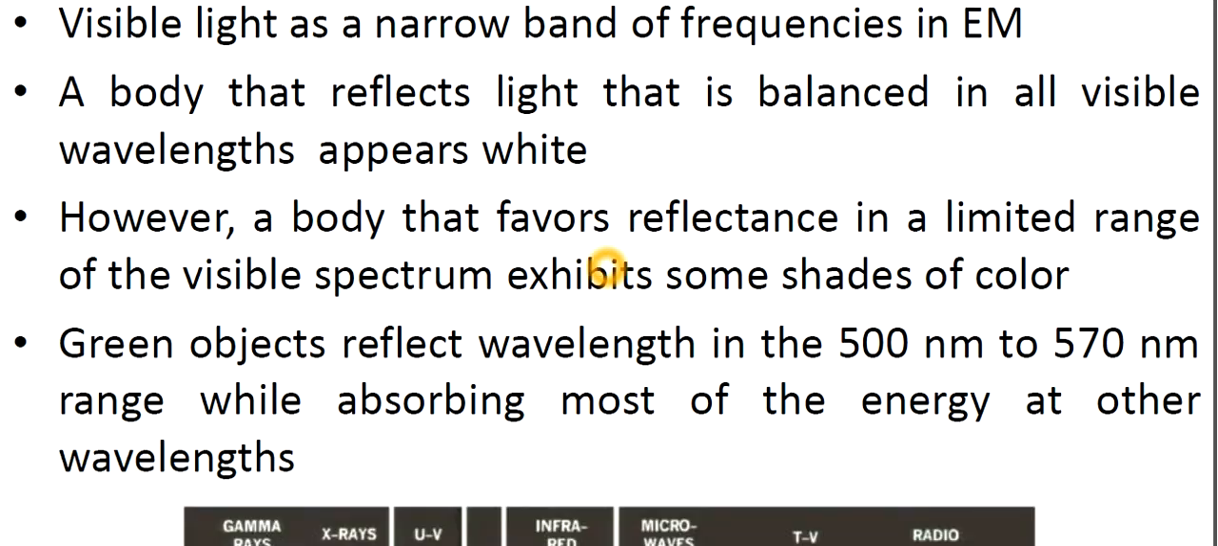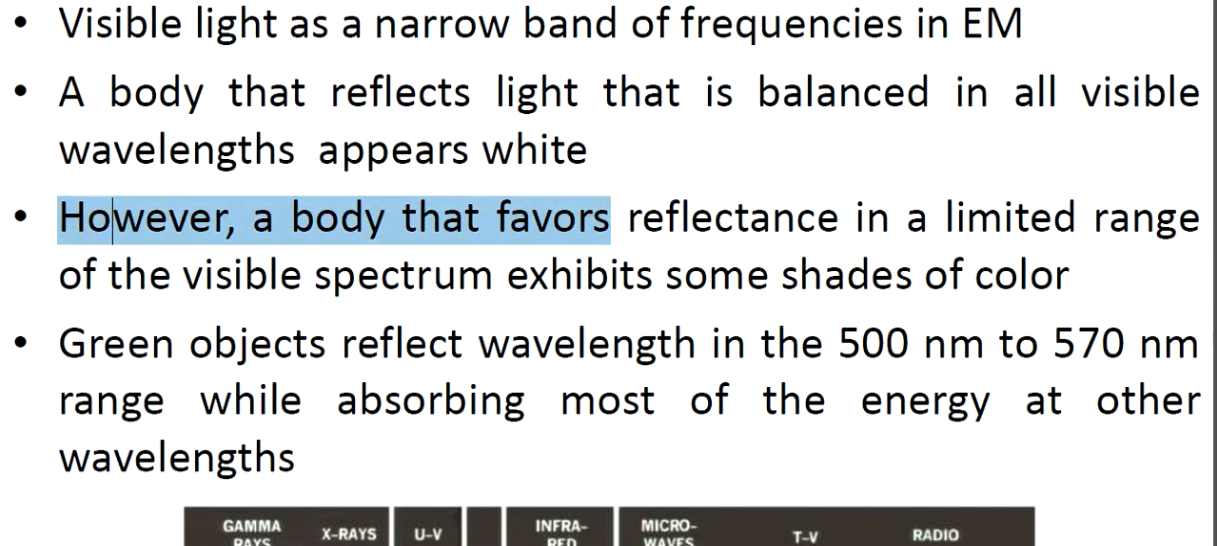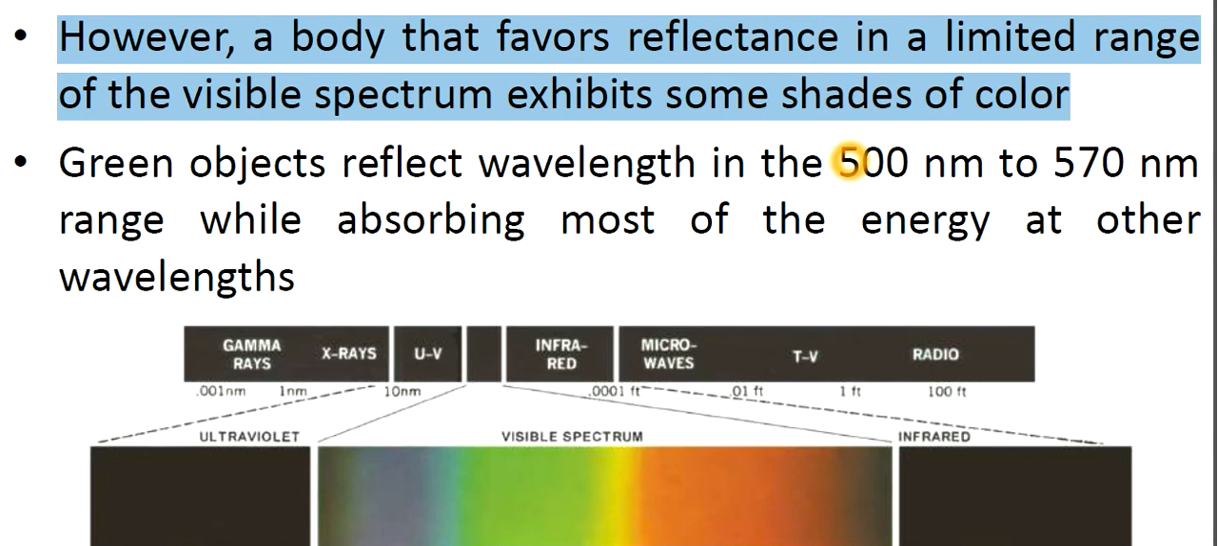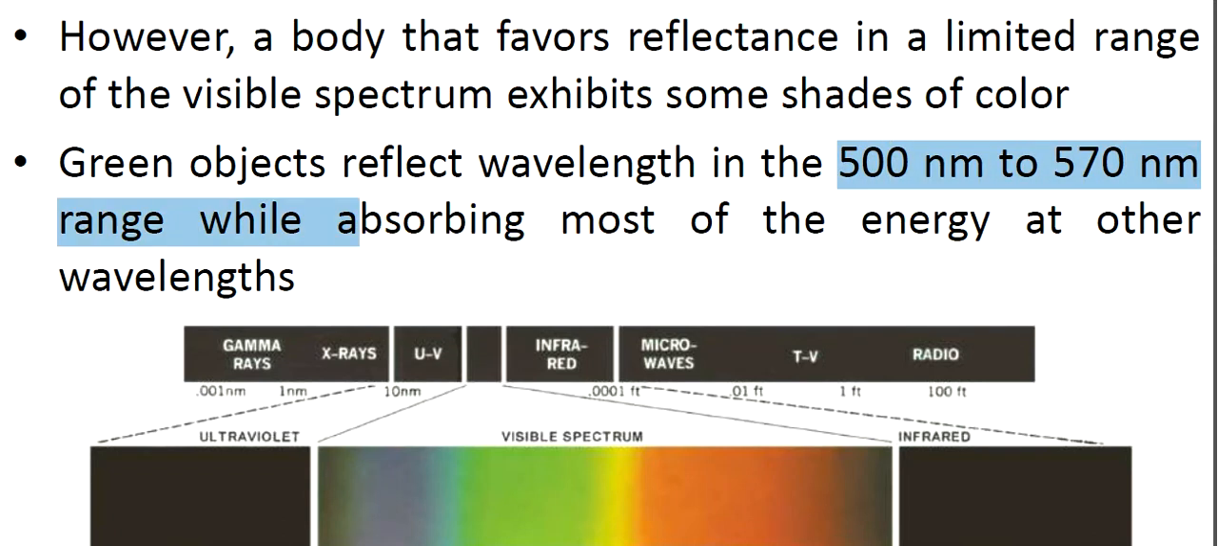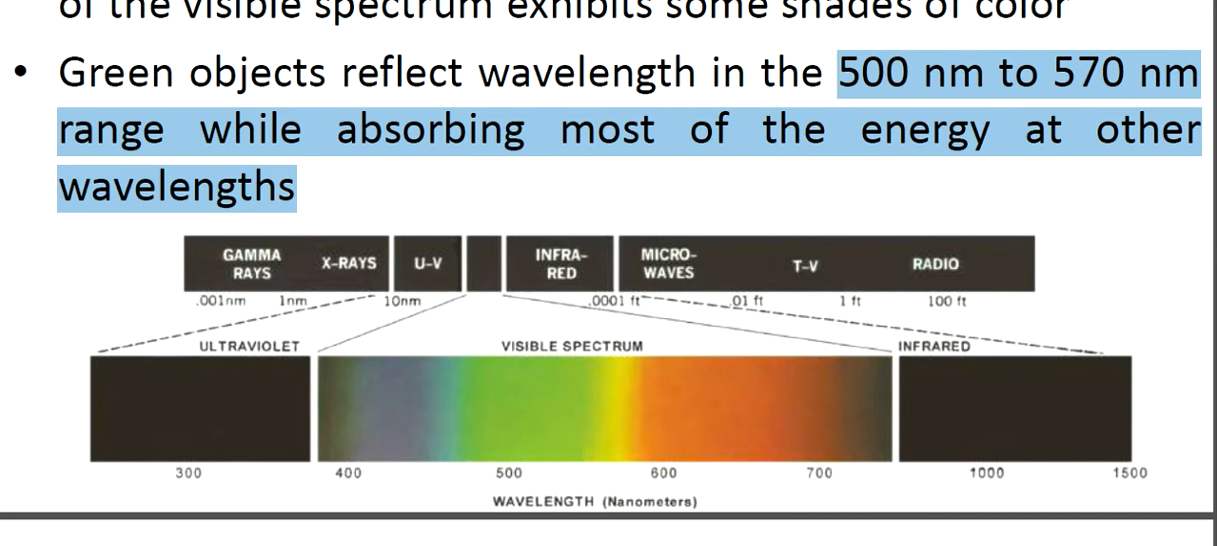Now, visible light is a narrow band of frequencies in the EM spectrum, and a body that reflects light that is balanced in all visible wavelengths appears white. You should note down that a body that reflects light that is balanced in all visible wavelengths appears white. However, a body that favors reflectance in a limited range of the visible spectrum exhibits some shades of color. Like green objects reflect wavelengths in the 500 nm to 570 nm range, while absorbing most of the energy at other wavelengths. You will see this image. We have gamma rays, X-rays, UV, infrared, microwaves, TV, radio, and accordingly we have these wavelengths.